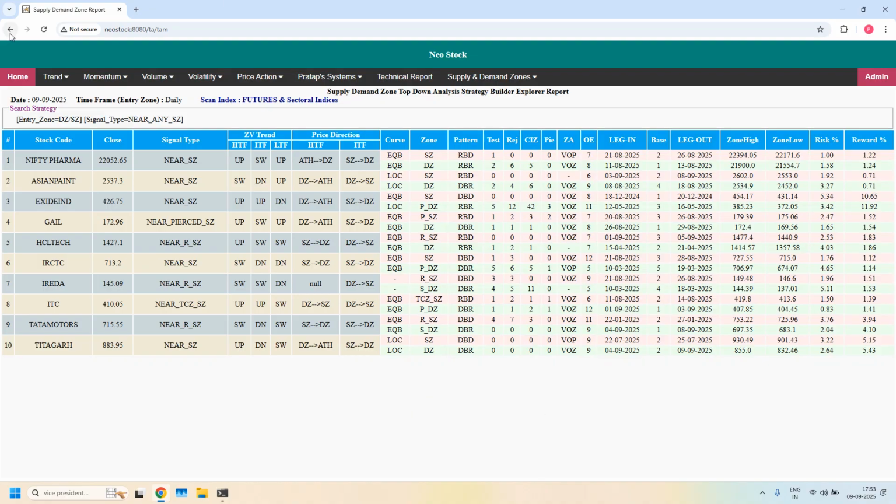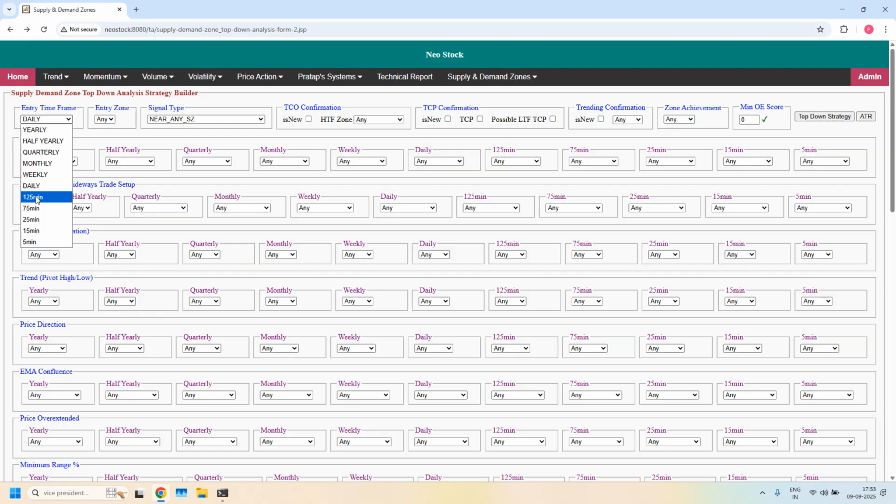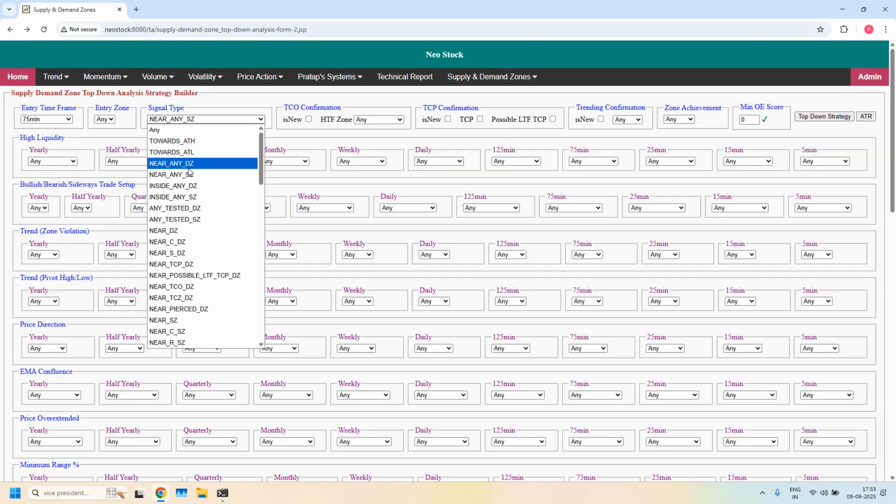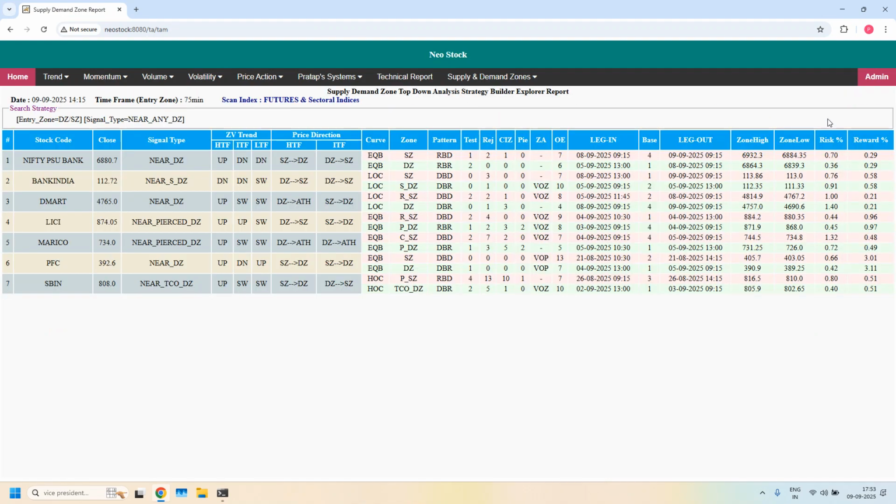Okay, next time frame is 75 minutes. Stocks near to the 75 minutes demand zone. We got 7 stocks. Let us identify 75 minutes high liquidity demand zones. Bank of India is having a 75 minutes high liquidity demand zone. That's it. We got only one 75 minutes high liquidity demand zone from this list.